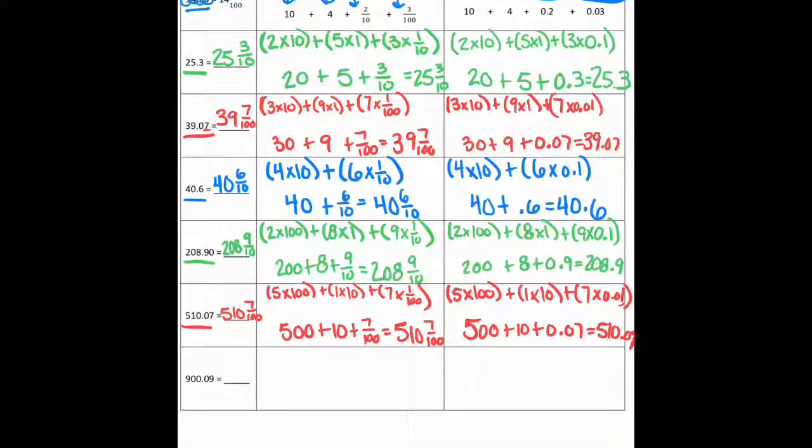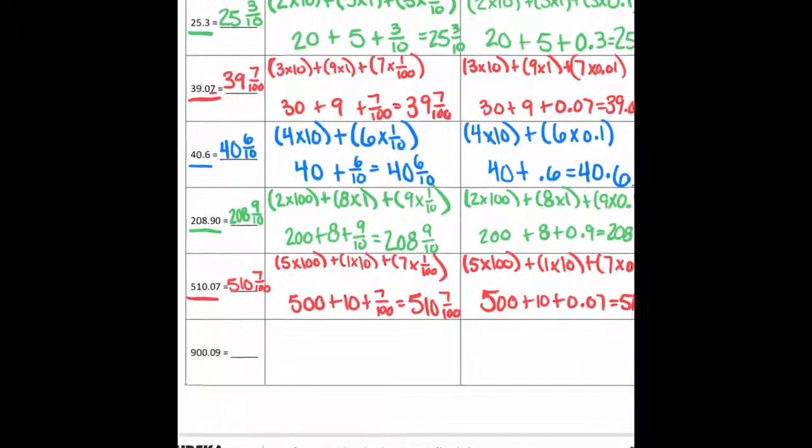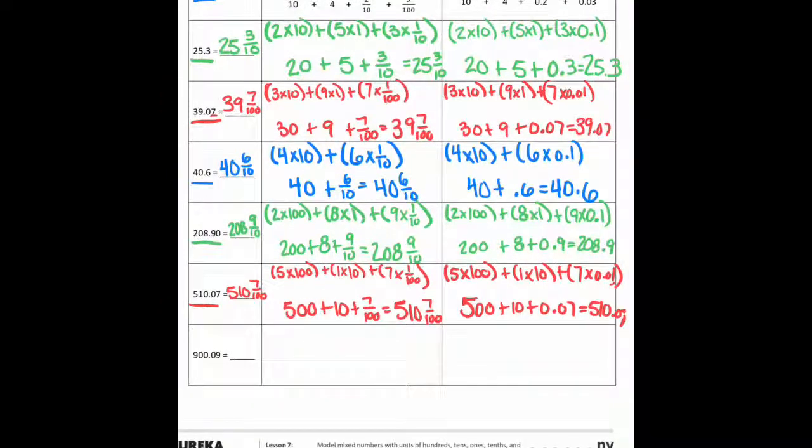Okay, and the very last one is 909 hundredths. I think they did this on purpose to make sure you knew the difference between hundreds and hundredths. So you're going to have 900 and 9 hundredths. And in expanded form, it's just going to be 9 times 100. And the only other number we have to do is 9 times 1/100th, because everything else is zeros. And down here, I'll have 900 plus 9 hundredths, which will give me 909 hundredths.